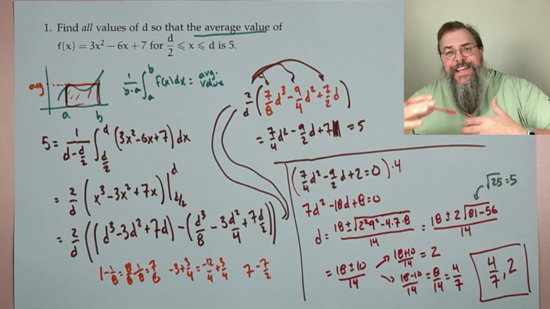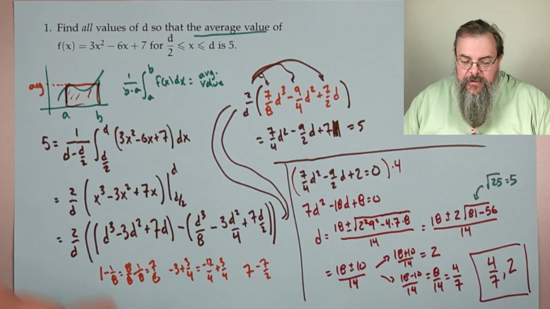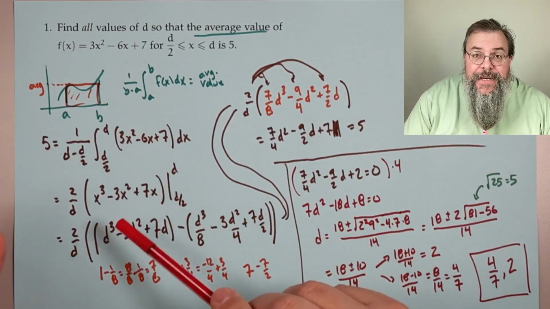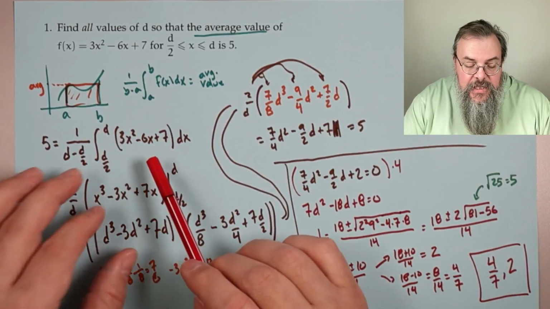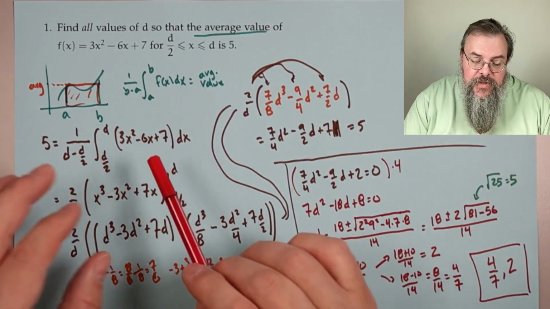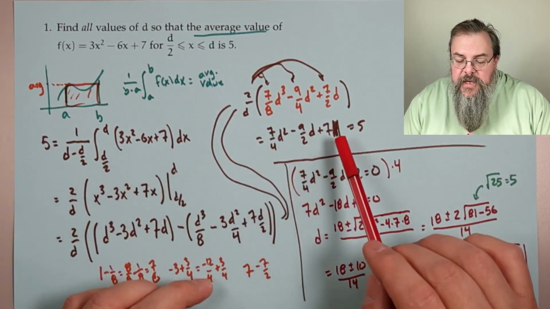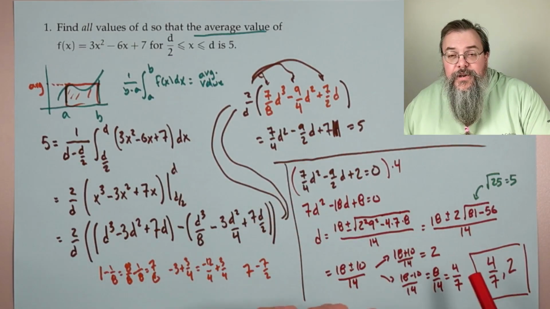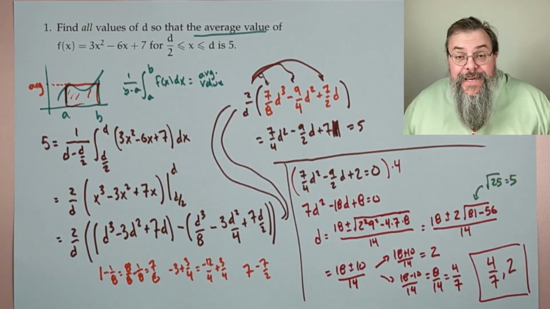Okay, so it got a little messy towards the middle part. But the setup we understand: it's saying compute the average value and set it equal to a number. And then it's just a matter of patiently plugging in, checking your work, making sure you don't make any silly mistakes, and then working through the quadratic formula if you don't see how to factor. And it's perfectly fine to use the quadratic formula. And then we get it.